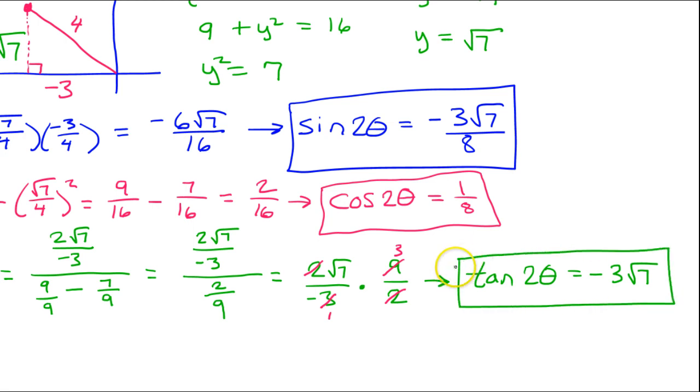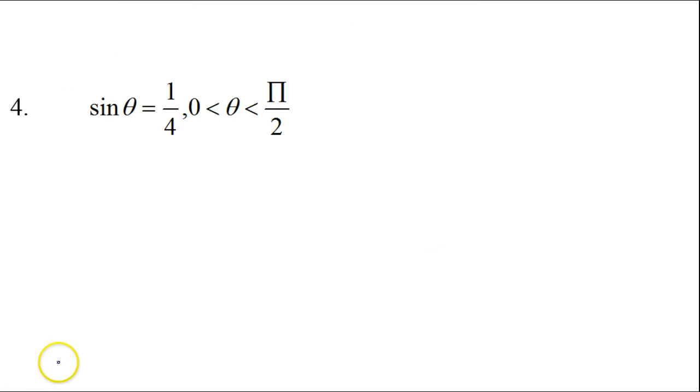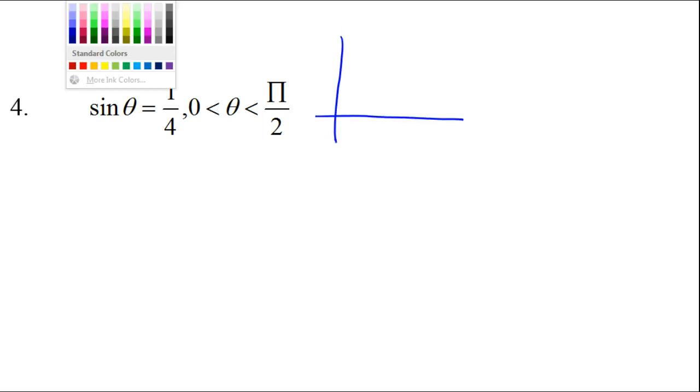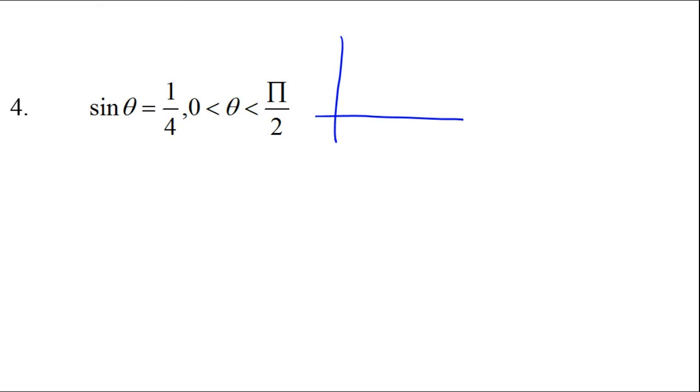Okay, that wasn't so bad. Alright, take a look at number 4. This angle is between 0 and pi over 2. So that's going to be good old first quadrant. So let's draw our angle into the first quadrant, and let's go ahead and make a triangle out of it.